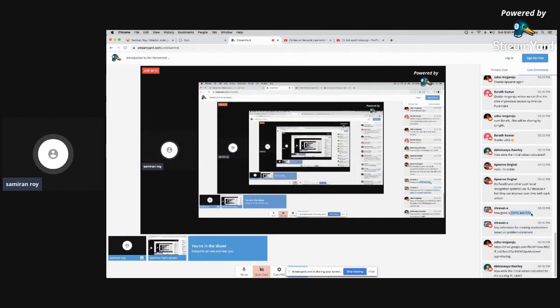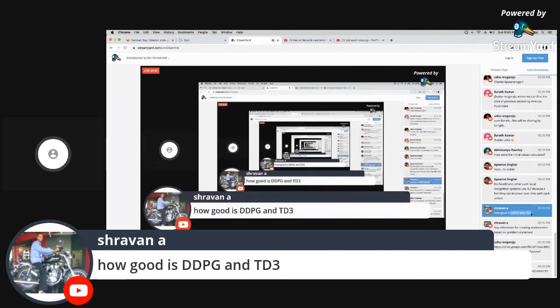DDPG, deep deterministic policy gradient, and temporal difference 3. I do not know much about temporal difference 3. I don't even know if it's called temporal difference. DDPG I used back when it was doing really well, and it was state of the art for I think 2016 or 2017. But currently there are algorithms which far surpass that, and DDPG in general needs a lot of samples to train, so you need a very powerful machine.